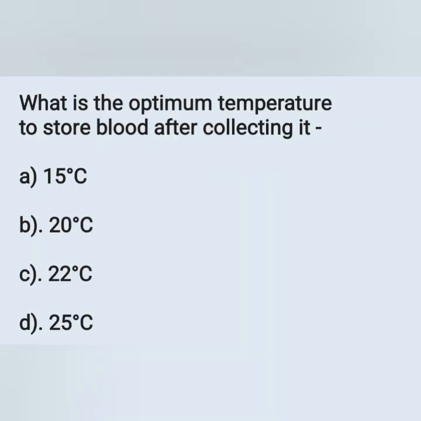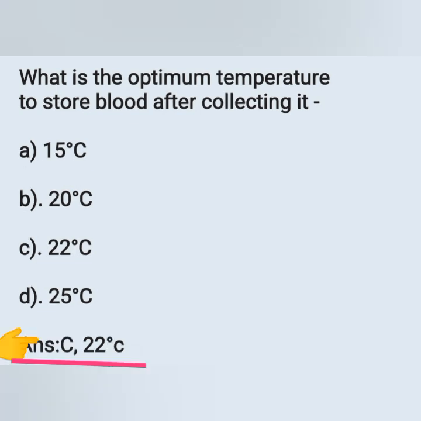What is the optimum temperature to store blood after collecting it? Options. Option A 15 degrees Celsius, option B 20 degrees Celsius, option C 22 degrees Celsius, option D 25 degrees Celsius. Our question is, what is the optimum temperature to store the blood after it is collected? And the correct answer is about 22 degrees Celsius. Option C is the correct answer.